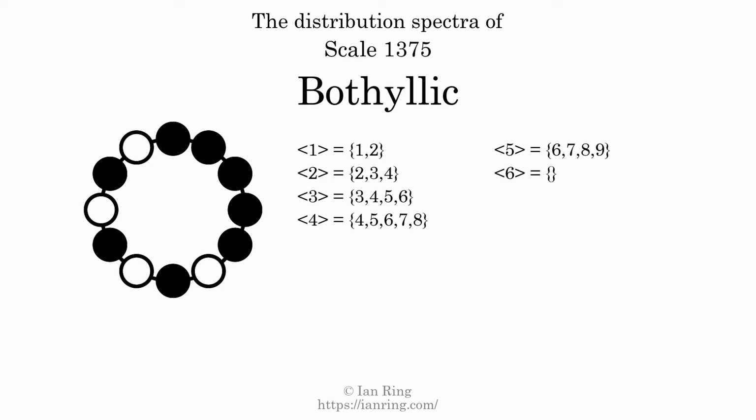The generic interval of 6 scale steps comes in 3 different specific interval sizes. 8 semitones, 9 semitones, and 10 semitones. The spectrum width of this generic interval is 2. And finally, the generic interval of 7 scale steps comes in 2 different specific interval sizes.